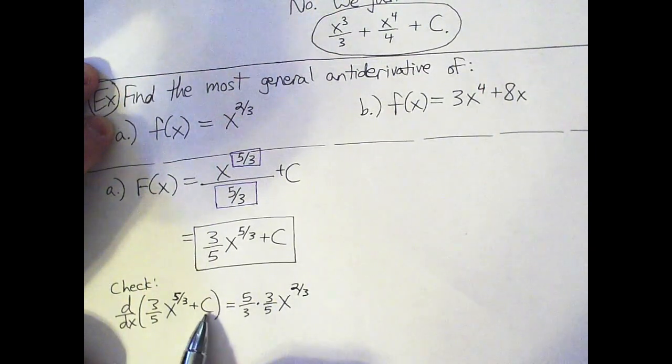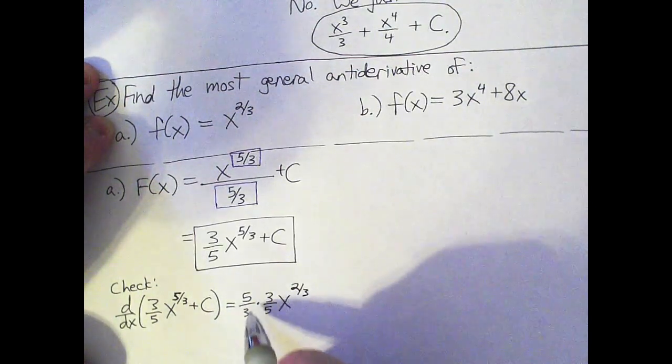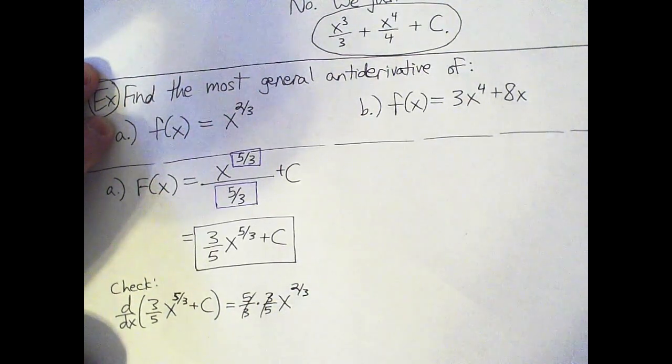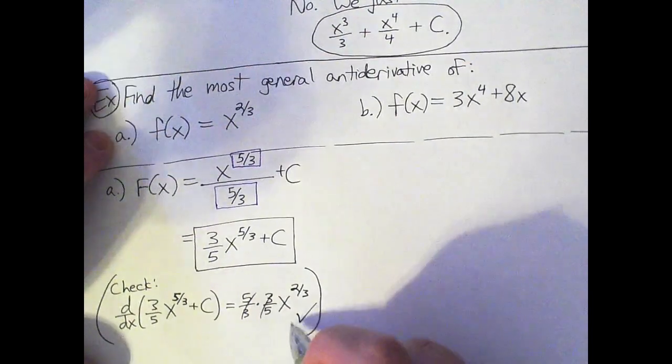The derivative of a constant is 0. So there's like a plus 0. I'm not even going to write that. 5/3 and 3/5 cancel each other. And yes, it does check out. So that's just a little bit of scratch work for checking the answer. A little check mark.